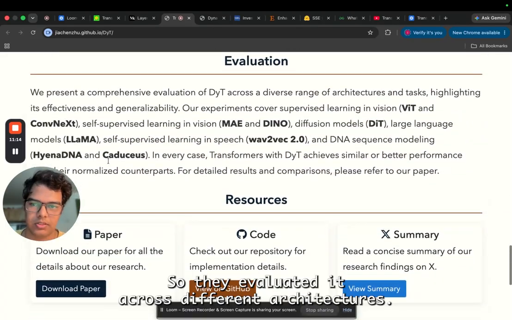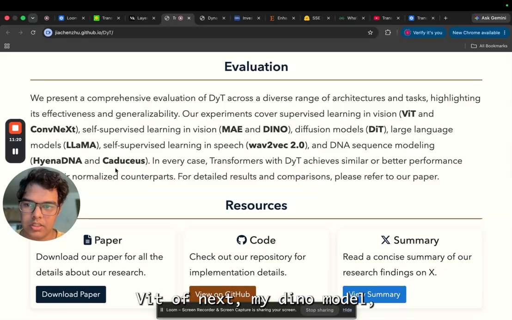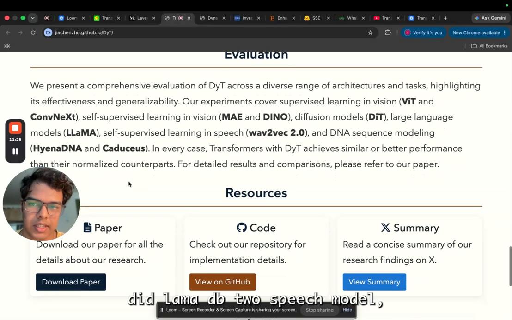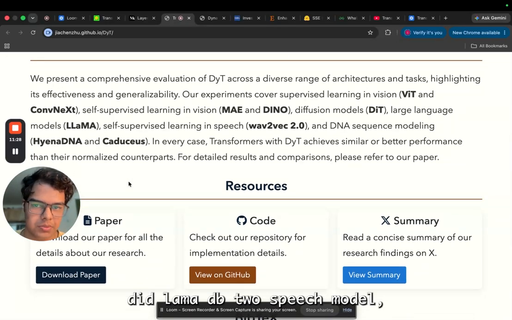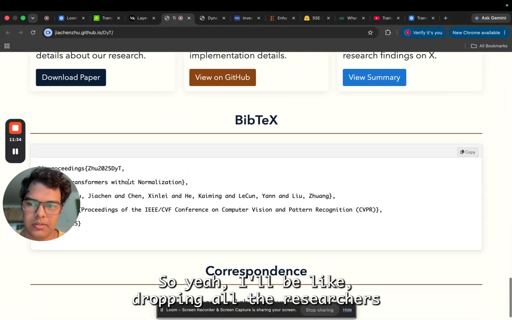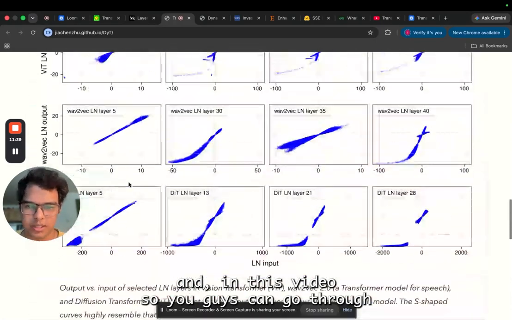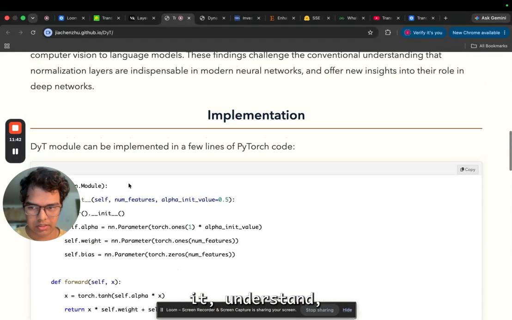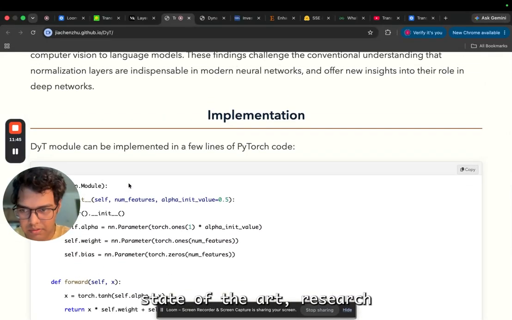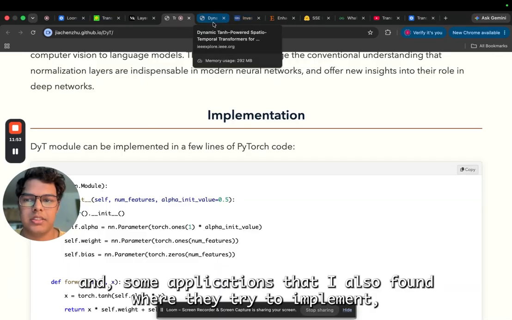They evaluated it across different architectures: ViT, ConvNeXt, MAE, DINO, DiT, LLaMA, wav2vec 2.0 speech models, and so on. I'll be dropping all the resources in this video, so you can go through them and understand the state-of-the-art research that's going on in artificial intelligence.